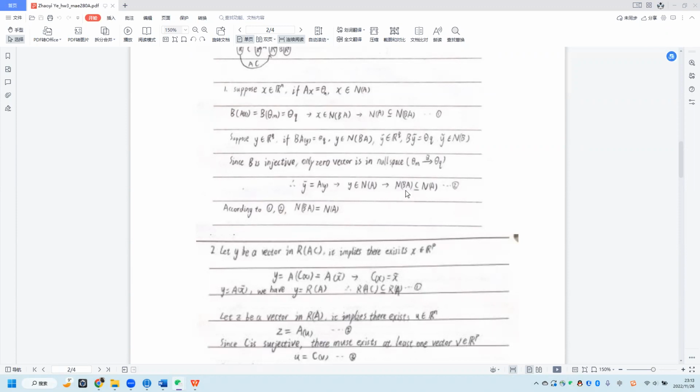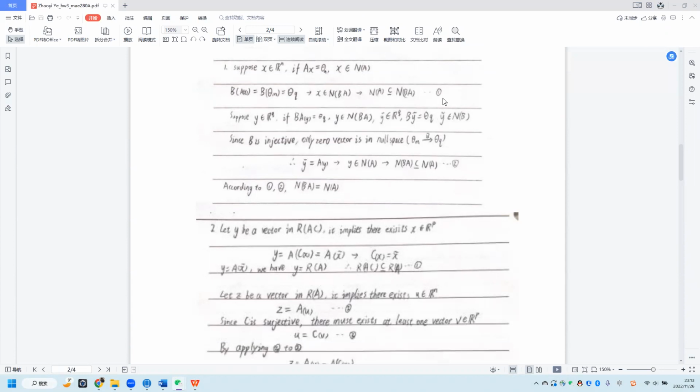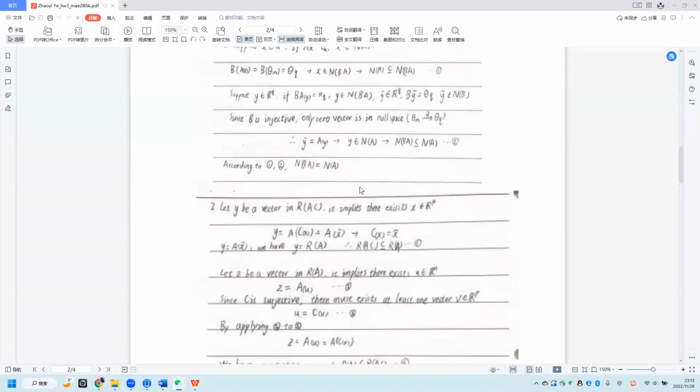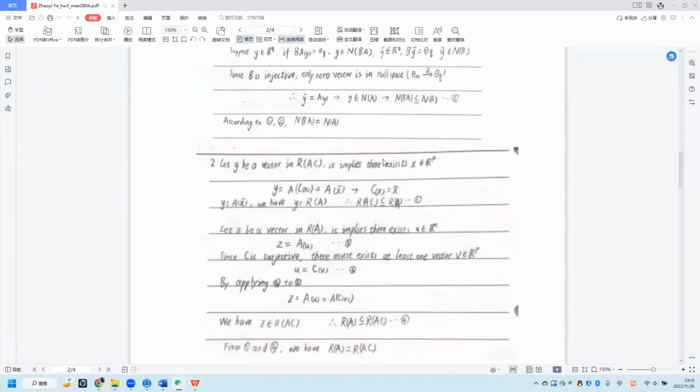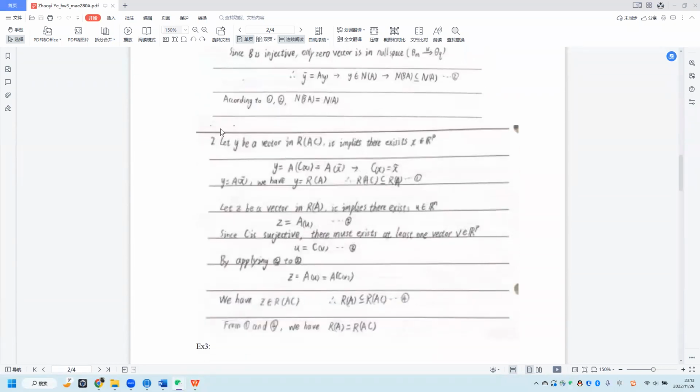So we can say that since BY is also in the null space of BA here, we suppose that's the beginning. So we have that the null space of BA is a subspace of the null space of A. By having both these inclusions, we can conclude that the null space of BA is equal to the null space of A. And similarly, we have question 2, which has a similar idea.